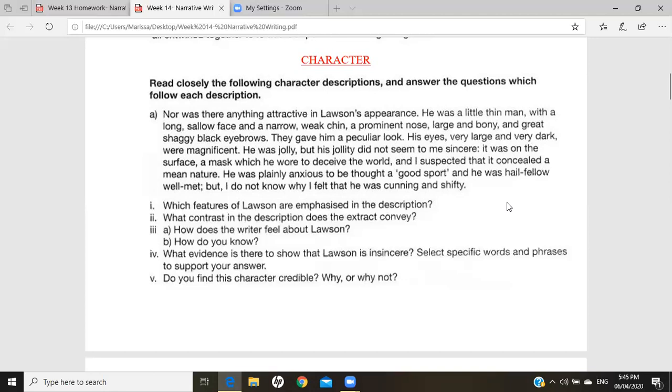The second one says, what contrast in the description does the extract convey? So, Ravi, what contrast in the description do you think the extract conveys? At any point when the writer was describing him, do you see any opposites? Overall, do you think the description is true to what the writer is saying, or at some point does he say something but then say the opposite?